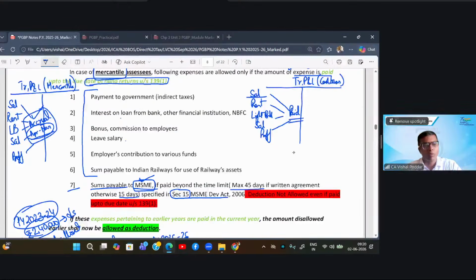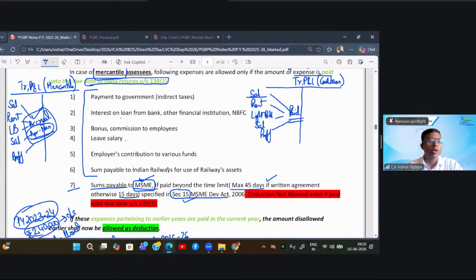Now, what does 43B say? It is saying we follow the same timeline. So whenever you are having any transaction with MSME, ensure that you follow this timeline, which is given in section 15 of the MSME Act, and make payment.